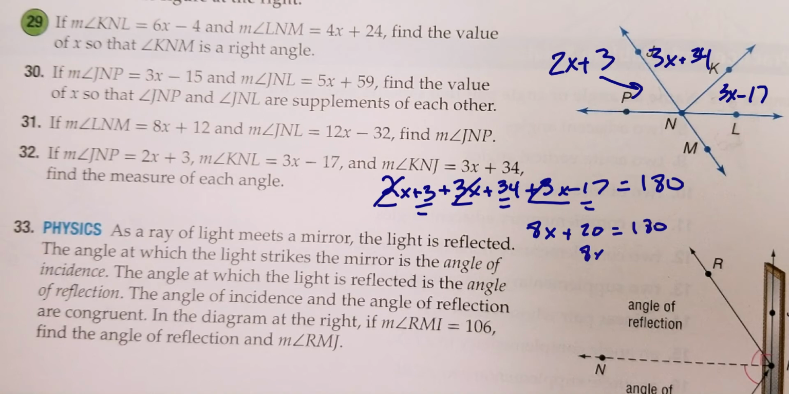I subtract 20 from both sides. I get 8x equals 160. So x equals 20. Now it wants to know the measure of each angle, so I got to put 20 in. So 2 times 20 is 40 plus 3. So I know the measure of angle JNP is 43 degrees. 3 times 20 is 60 minus 17. So that's going to be 43 degrees. And then 3 times 20 is 60, plus 34 is 94 degrees. And that's it for 32.